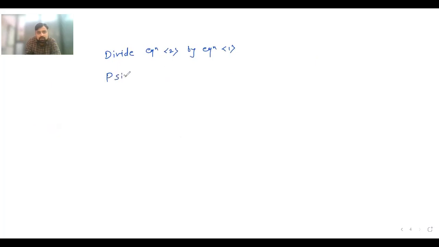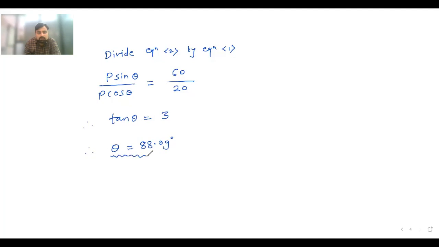So it is p sin theta is equal to 60 divided by p cos theta is equal to 20. Okay. Now after division you will get tan of theta is equal to 3. So therefore theta is equal to, let me know the answer. 88.09 degree. So this is my answer for theta.